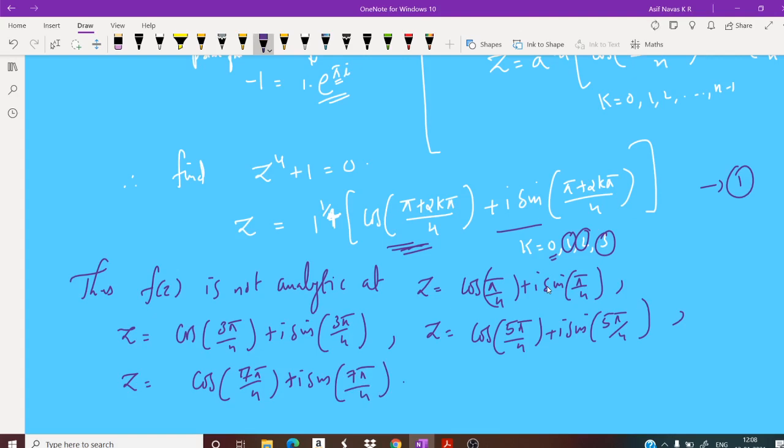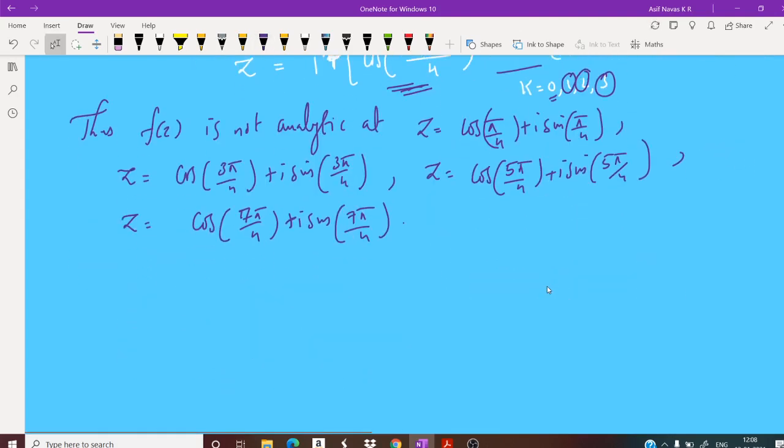So these are the poles, simple poles. Now we want to check which of these are in the upper half plane. So we will only consider those poles in the upper half plane. So this is our C.